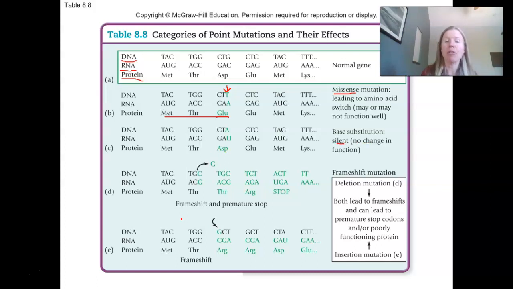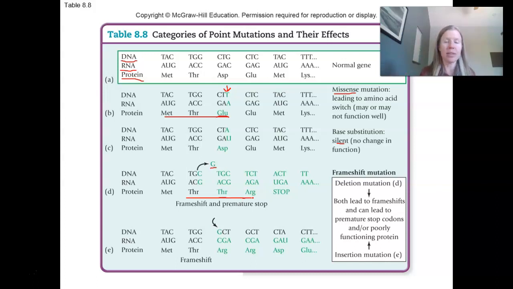All right. Frame shift mutations tend to be a little worse. This can either be from a deletion or an addition, but notice what happens here. So it was supposed to be TGGCTG. We remove a G, and now how we read the codon shifts over. We're still going to read 3 letters at a time, and we don't realize that we've lost this G. And notice what happens now in this frame shift mutation. Boom. Every single amino acid is wrong.